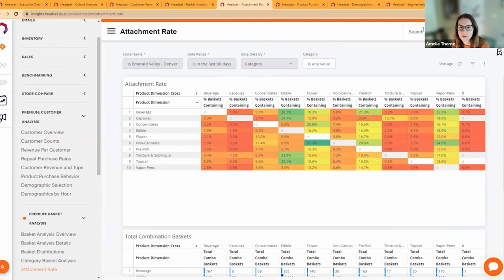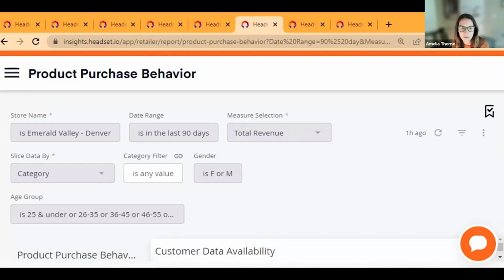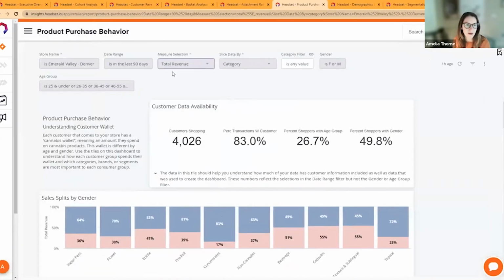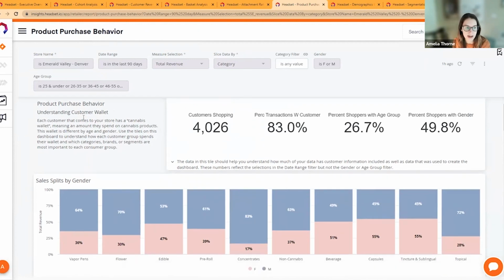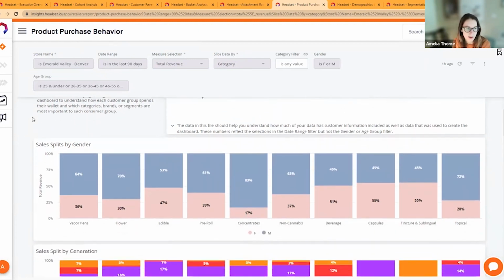So I am going to click into product purchase behavior. This is another one of my favorite dashboards. This helps us to understand the cannabis wallet of each of our customers. So how much money are they willing to spend on each category? Again, we have customer data availability. It's the same kind of data availability that we've seen in previous dashboards during this training.